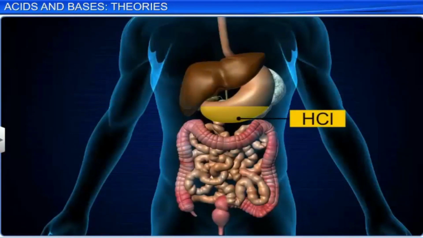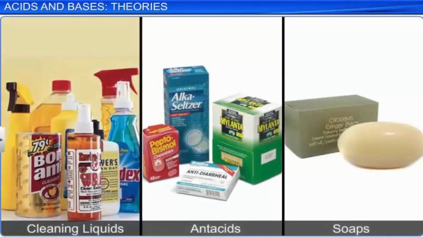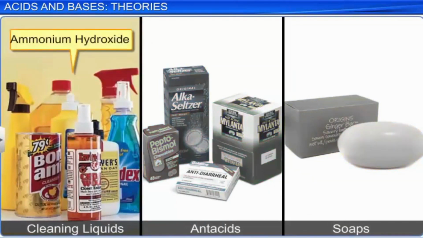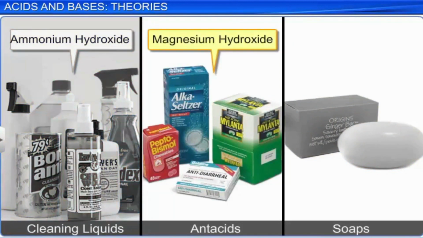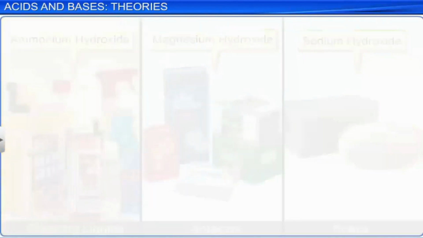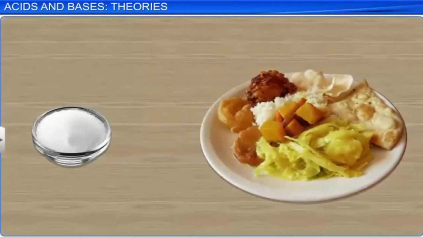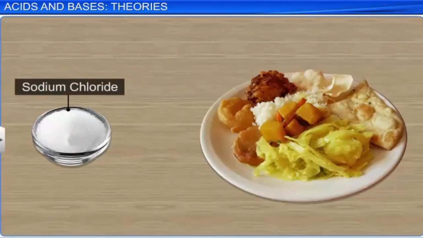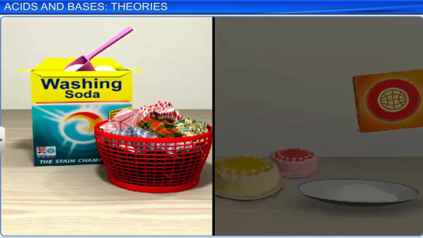The bases commonly used in our daily life include ammonium hydroxide in cleaning liquids, magnesium hydroxide as an antacid, and sodium hydroxide in the manufacture of soap. Many compounds known to us may be classified as salts. The salt most familiar to all of us is sodium chloride, which forms an important component of our diet. Washing soda used for washing and baking soda, which is used in baking, are also examples of commonly used salts.